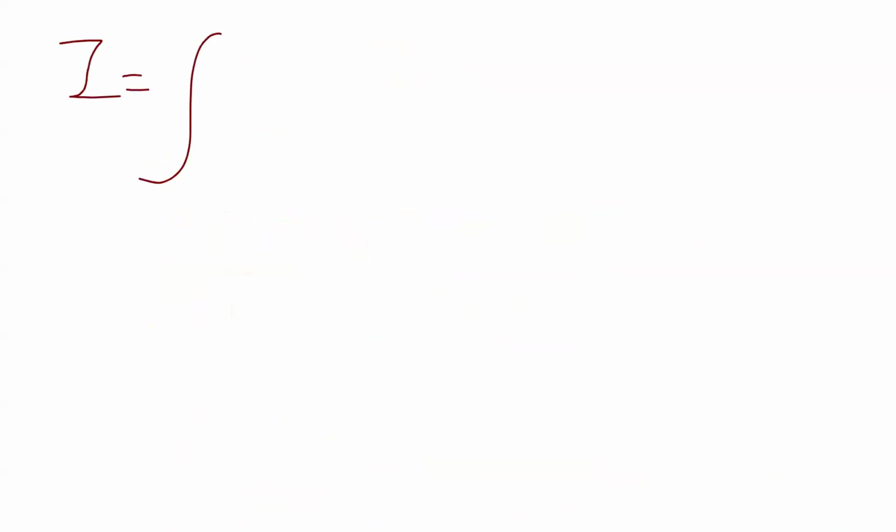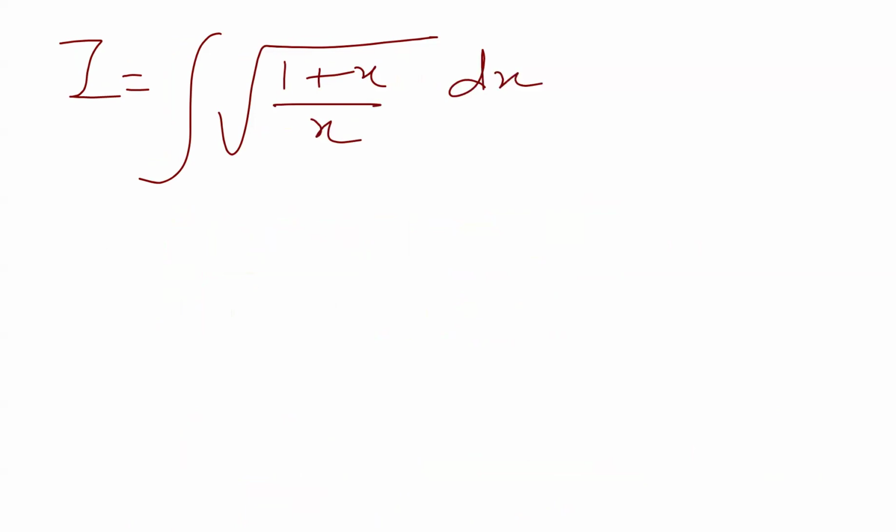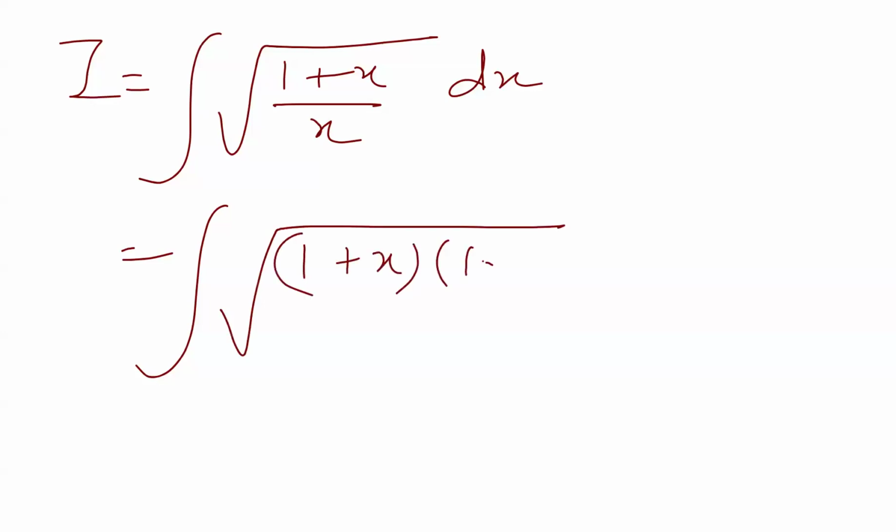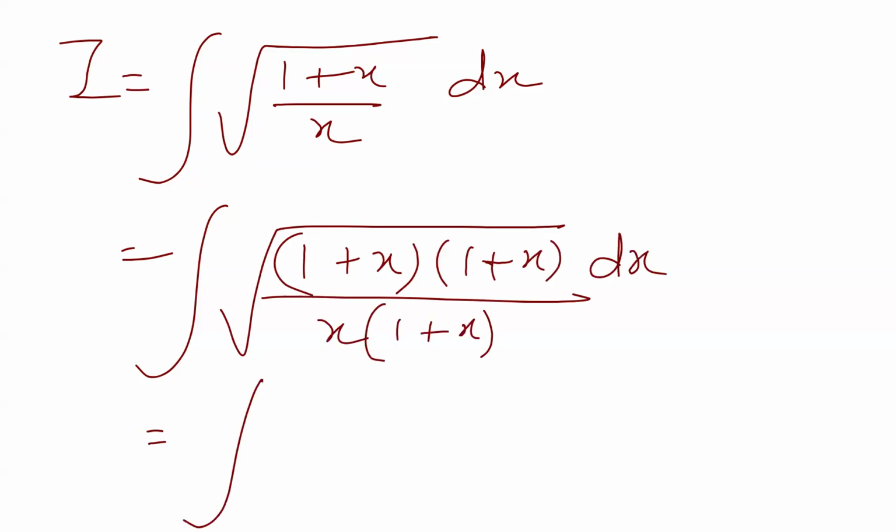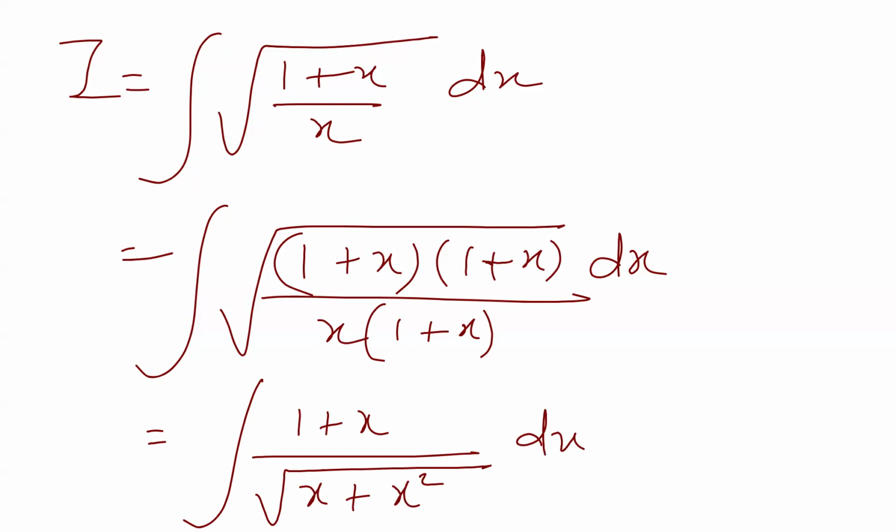One more problem just to make you more clear about this. Root of (1 plus x) upon x. So inside the root it is always linear upon linear. Okay. So multiply and divide with the numerator itself. So integration of (1 plus x) upon root of (x plus x square). So this is also linear upon root quadratic. Okay, so that way you can solve the entire problem.